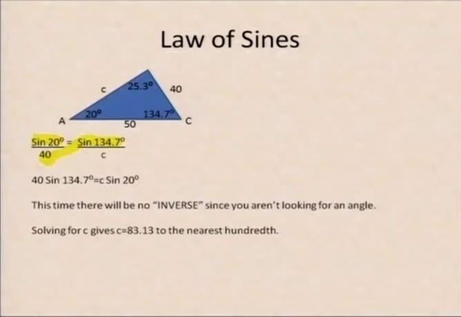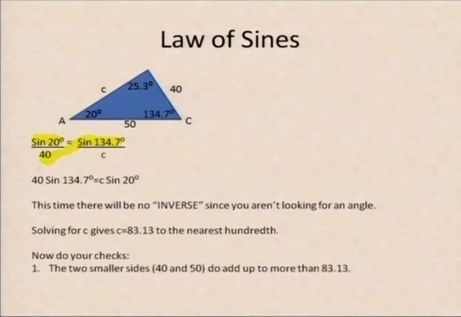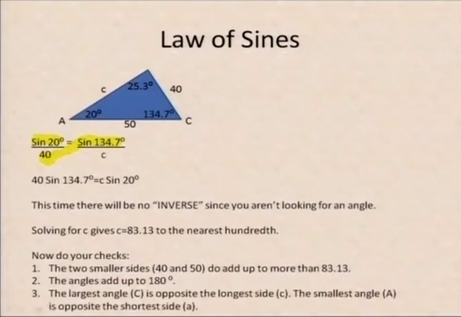Now, checking things out, I think that's super important for us. The two smaller sides are 40 and 50. That's more than 83.13 when you add them together, so that's good. The angles do add up to 180 degrees. That's good. And you can see that the largest angle C is opposite the longest side, little c, and the smallest angle A is opposite the smallest side of 40. So it looks like we have a workable solution.